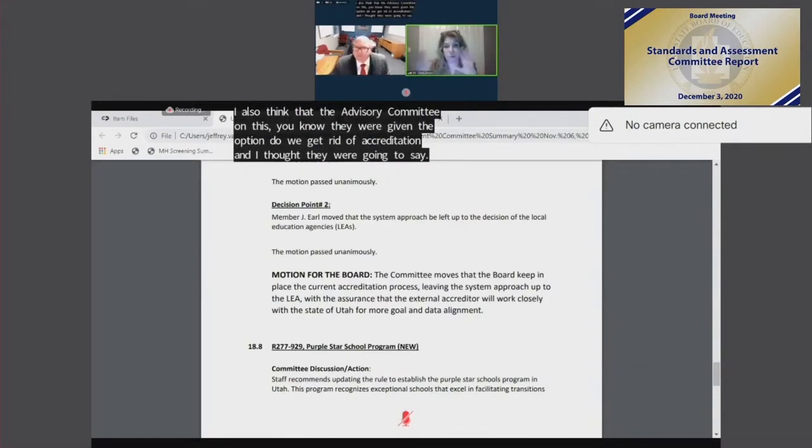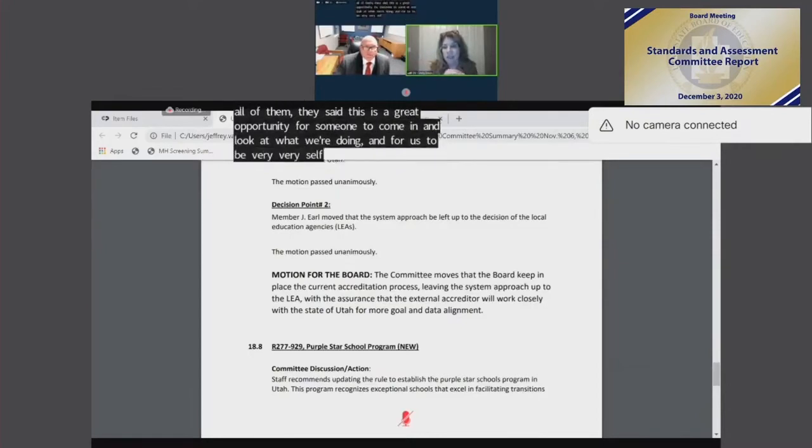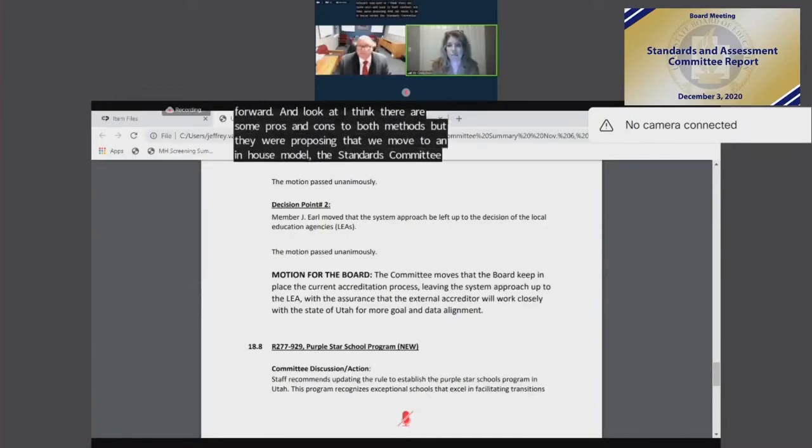And look at, I think there are some pros and cons to both methods, but they were proposing that we move to an in-house model. The standards committee chose to stay with an external model. I just think that this could resurface again for more conversations about process and what it's really going to look like long-term. And I agree with, and I'll go ahead and vote for this today, but I agree with Board Member Belknap that I think there may be opportunity to revisit this and determine how we really want this to roll out long-term. Thanks.